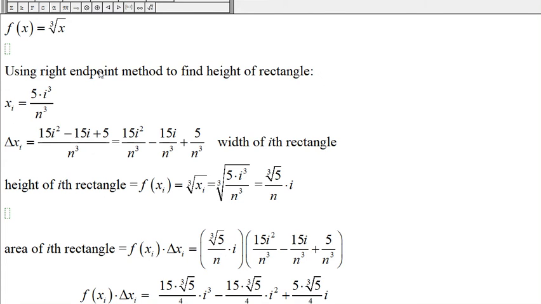And again, we're using the right endpoint method. And so the height of the first rectangle would be f of x sub 1, and then so on. And so in general, it's just f of x sub i. So in the place of x, we'll put x sub i, but x sub i is 5i to the third divided by n to the third. And so we have the third root, or the cube root of 5, and then the third root of i to the third is i. The third root of n to the third is just n. So the height of the ith rectangle is the third root of 5 divided by n times i. And so, for example, if n is 8, then the height of the eighth rectangle would be the third root of 5 divided by 8 times 8.